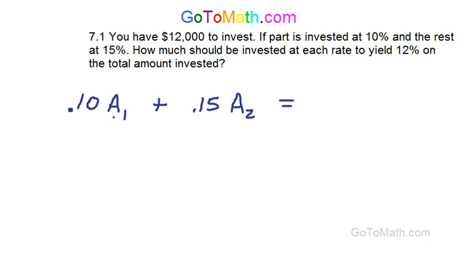So these two amounts, we don't know what they are. And we want to yield 12% on the total investment. So that's just going to be 12%, or 0.12, times the total investment, which is 12,000 bucks. Now here's the deal. We've got an equation here, but we got two unknowns. We need to get this all in terms of just one variable.